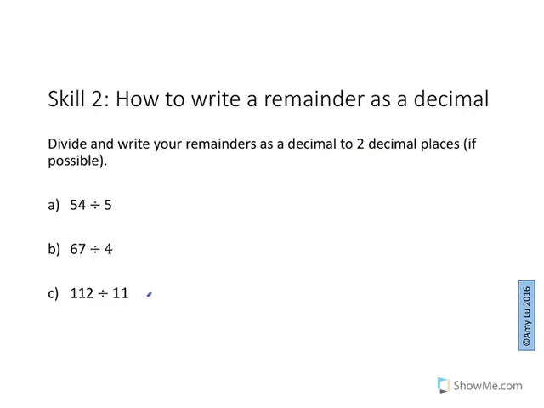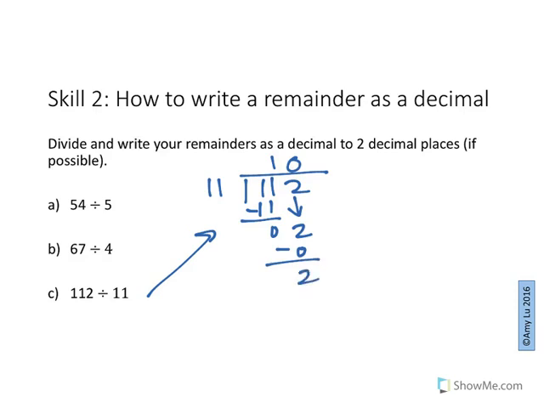Now on the last one, 112 divided by 11 goes into it once. 11, subtract, bring the 2 down, goes into it no times, so we have 2 left over. Add your decimals, add your 3 zeros, spread it out. Bring the 0 down. How many times does 11 go into 20? It goes into it 1 time. So you subtract 11 because 1 times 11 makes 11, and you have 9 left over.